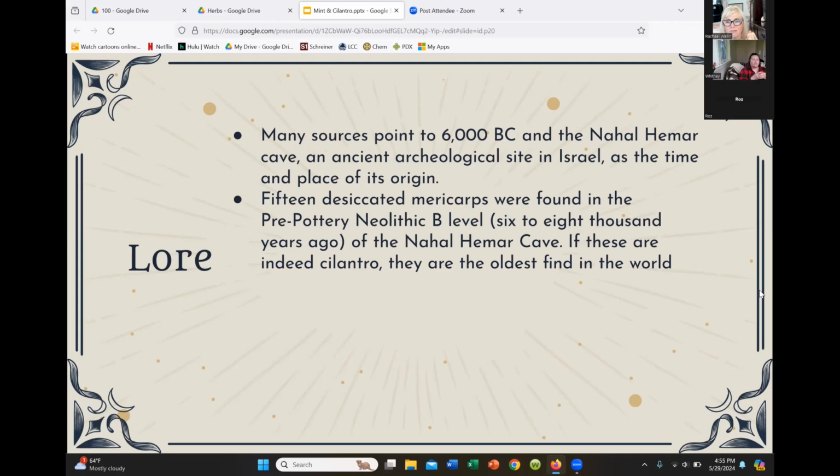We haven't found anything that dates earlier than this anywhere in the world. So this is the first evidence we find, if it is indeed cilantro, of where cilantro was used. So it was a big thing. Awesome. Yeah, it's pretty cool.